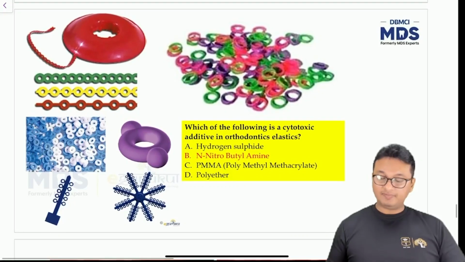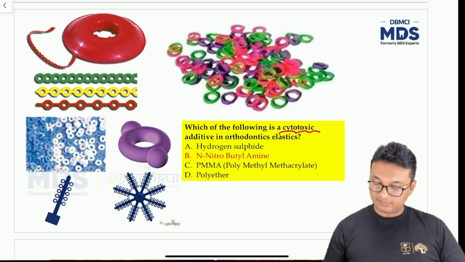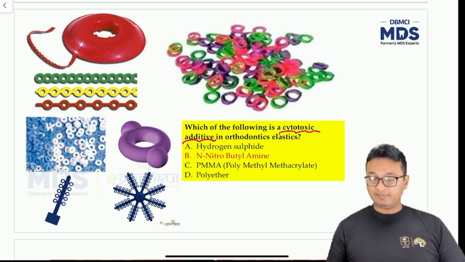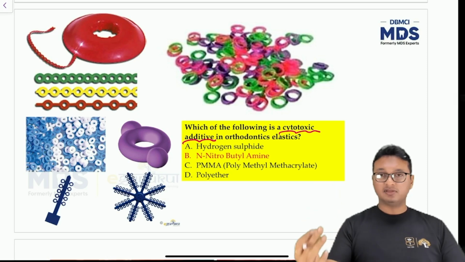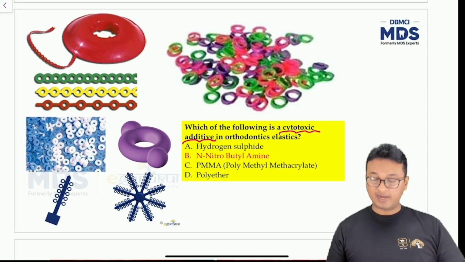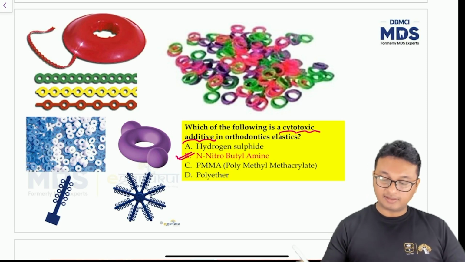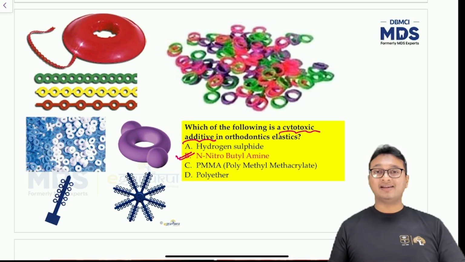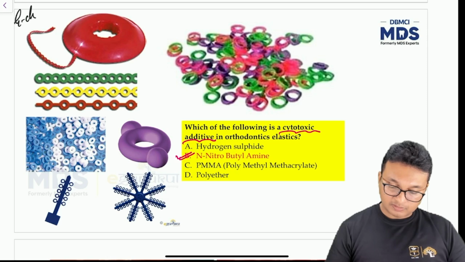Now, one MCQ which I have come across earlier: which of the following is a cytotoxic additive in orthodontic elastics? Cytotoxic additive, not adhesive. That means this substance is going to cause some deleterious effect. It can be toxic to the surrounding structures. Options were hydrogen sulfide, N-nitrosobutylamine, PMMA, that is polymethyl methacrylate, and polyether. So the correct answer will be N-nitrosobutylamine. This is the correct answer. This substance acts as a cytotoxic additive in orthodontic elastics. Now, just to name a few, these are elastomeric chains.